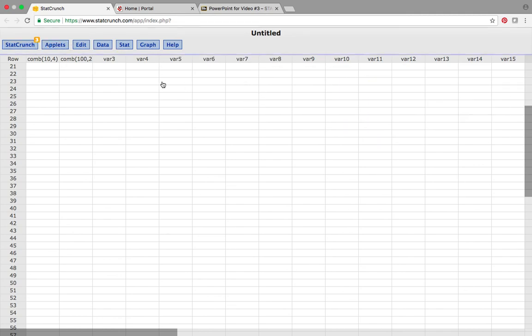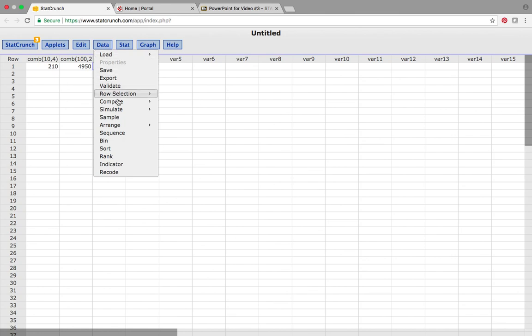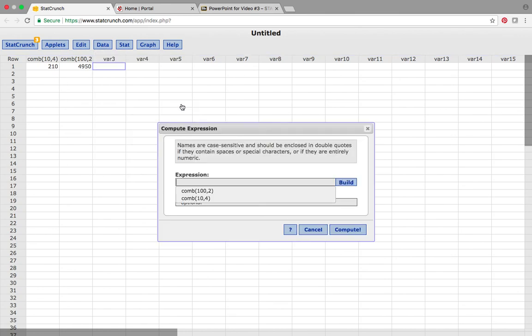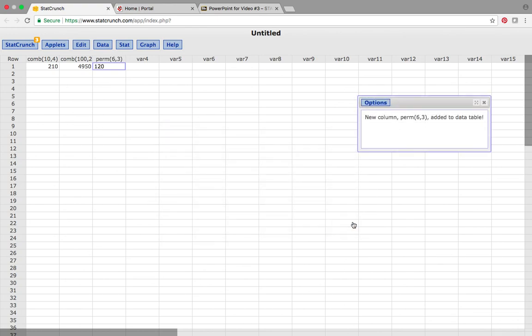I don't like those boxes open. So I want to go to data, compute, and now I am going to use perm. So I have 6, 3. I enter just like that, hit compute, and so there's 120 possible outcomes.